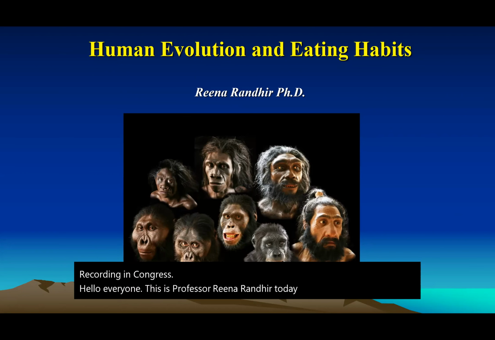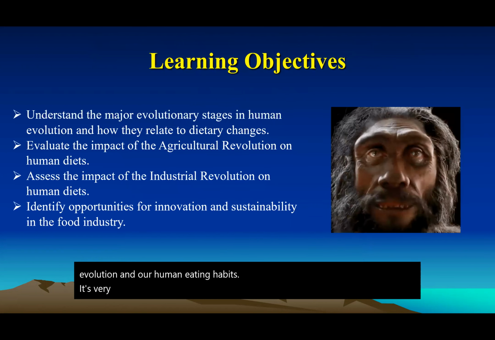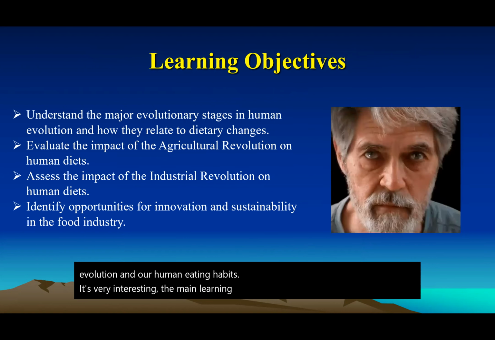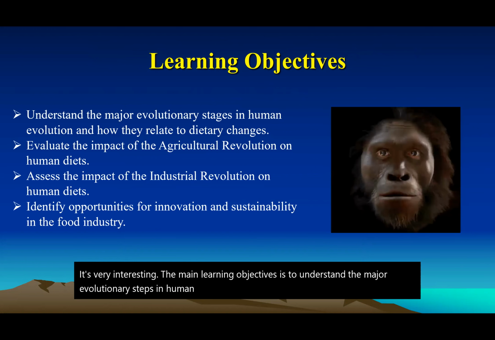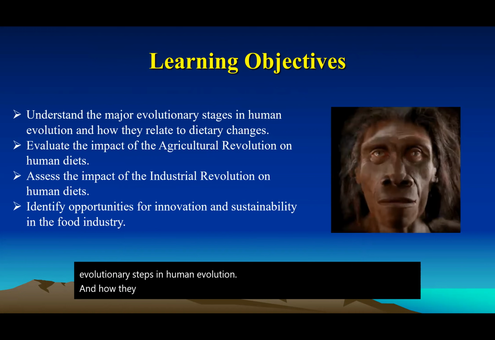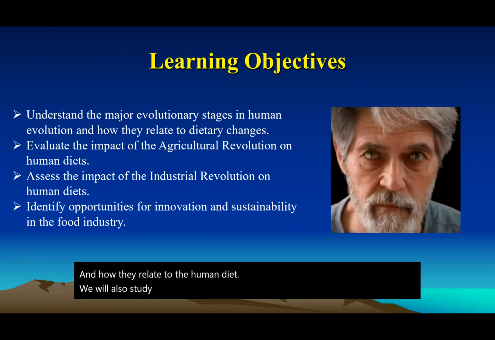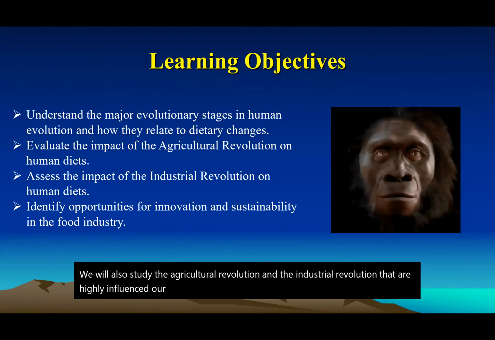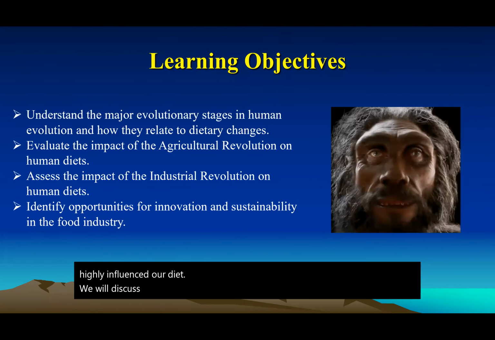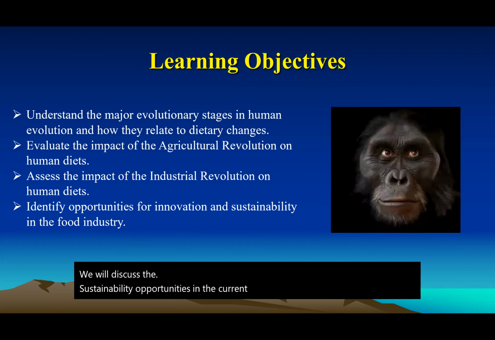Today, we'll be discussing human evolution and human eating habits. It's very interesting. The main learning objectives are to understand the major evolutionary steps in human evolution and how they relate to the human diet. We will also study the agricultural revolution and the industrial revolution that highly influenced our diet. We will discuss the sustainability opportunities in the current food system.